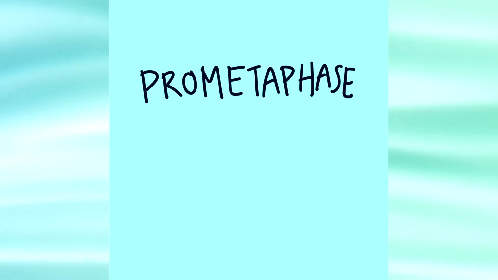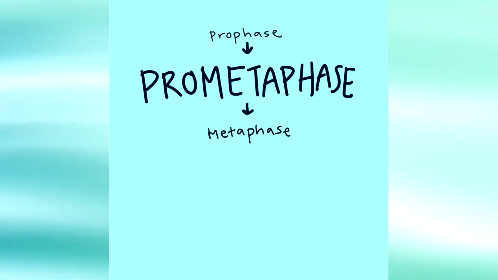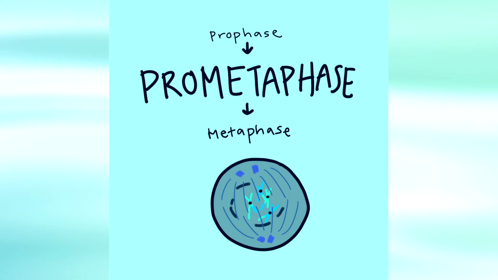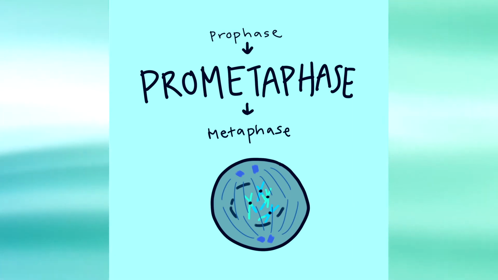Prometaphase is actually a short phase between prophase and metaphase that's often looked over. At this point, the nuclear membrane breaks down to release the chromosomes, and spindle fibers attach to them on their kinetochores, which is just a spot they connect on the centromere.